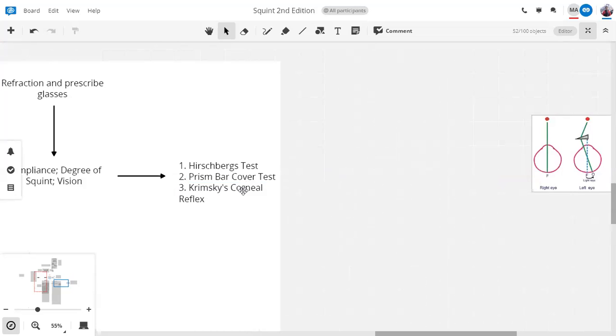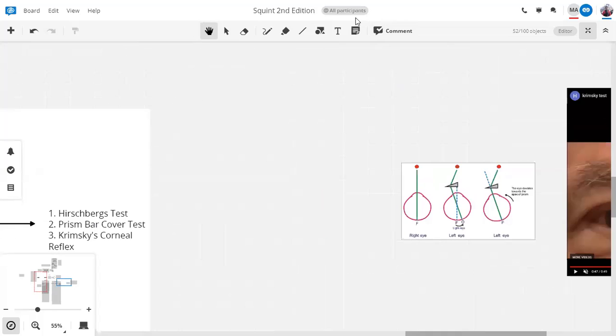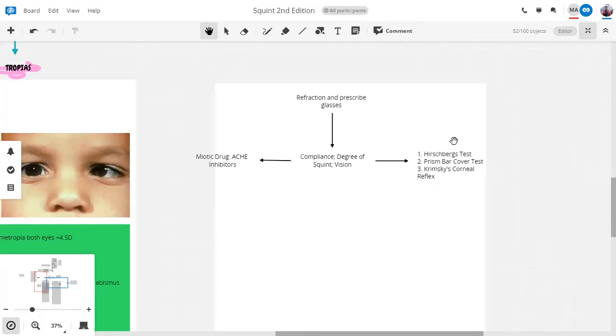Otherwise, we will use a Krimsky's corneal reflex test, क्योंकि इसमें हमें patient की fixation पे depend नहीं करना पड़ता, हम corneal reflex को देख के अंदाजा लगा लेते हैं. Alright, corneal reflex center हो रहा है, तो eye is almost center. Okay? That is why this is used. So, we reassess the degree of squint. And glasses की compliance हम check कर लेते हैं.